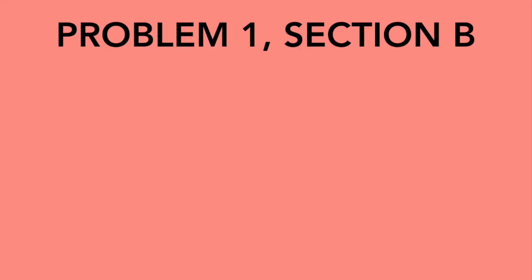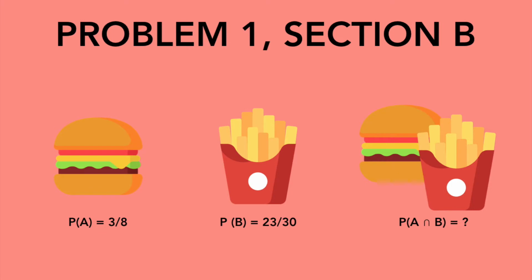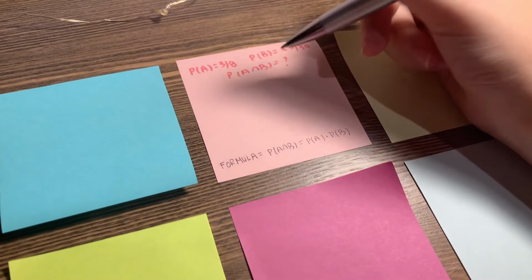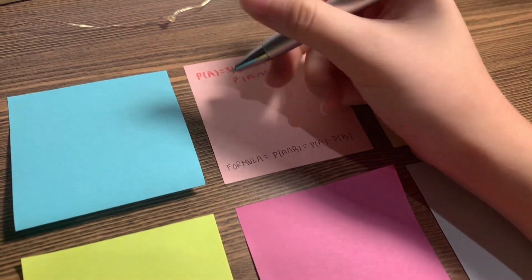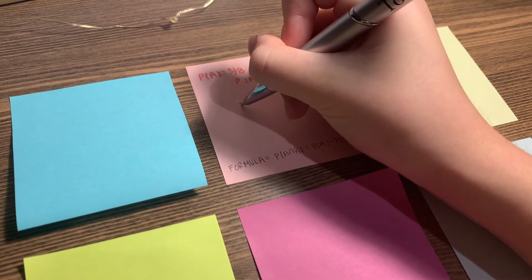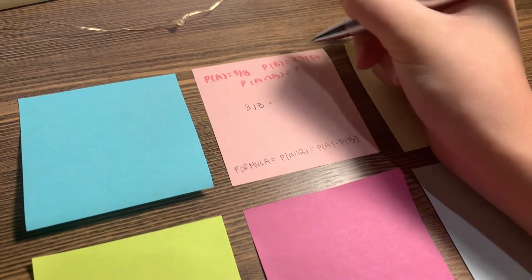For problem number 1, section B, we are given the probability of a person choosing a burger and the probability of a person choosing fries. We're asked to find the probability of a person picking both. For section B, we were given the probability of A and the probability of B. We were asked to find the intersection of A with B. To do this, we must multiply both probabilities.